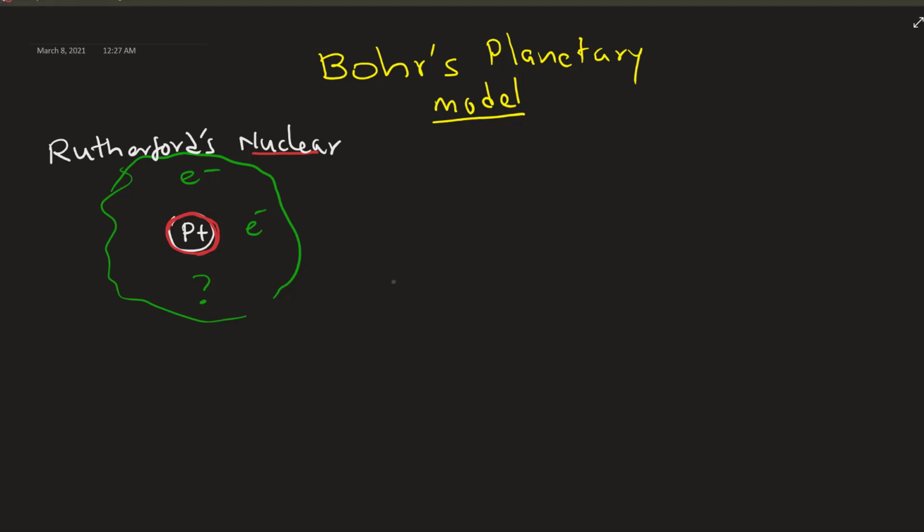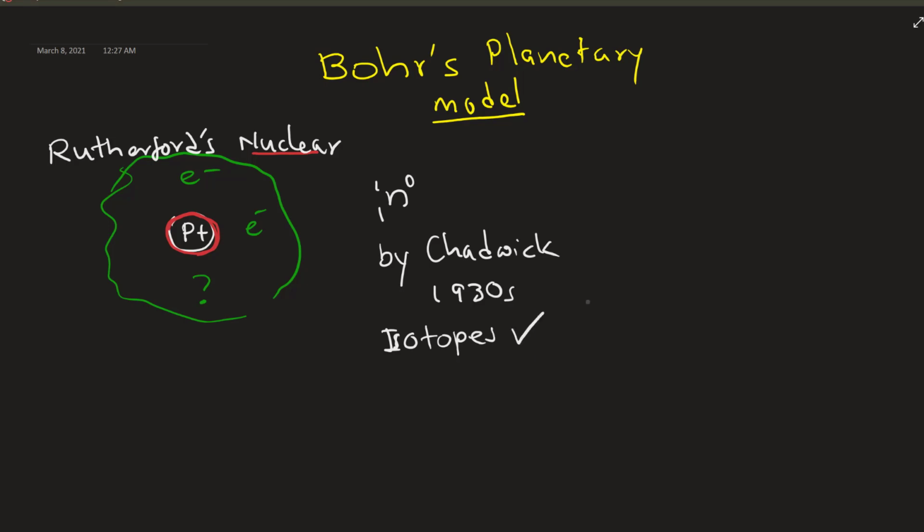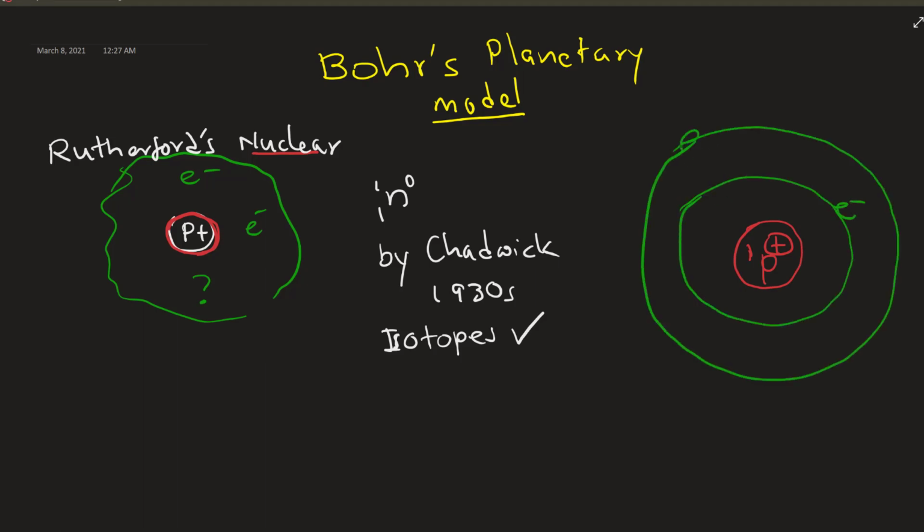And also he was puzzled by not knowing what a neutron is. Later, in the 1930s, Chadwick explained neutrons, and also he explained isotopes. That gave a good picture, a good idea for Bohr to come up with this planetary model. What's that? The nucleus is like the sun, and the electrons in the shells are more like the planets, like Mars and the Earth orbiting around.